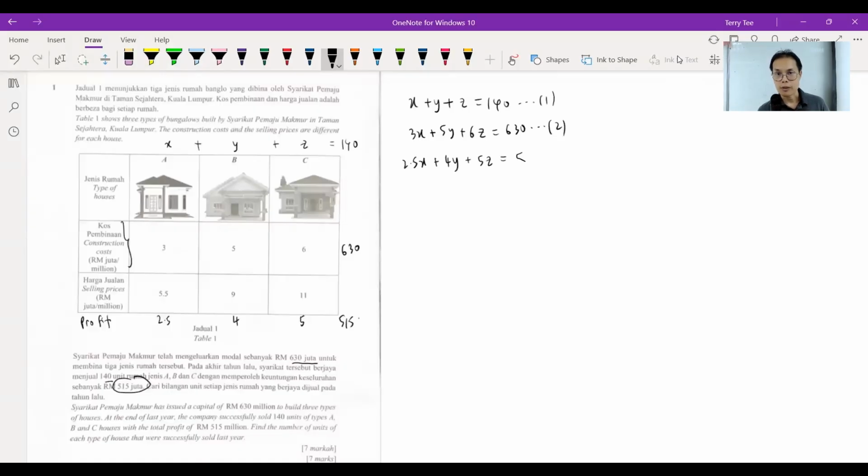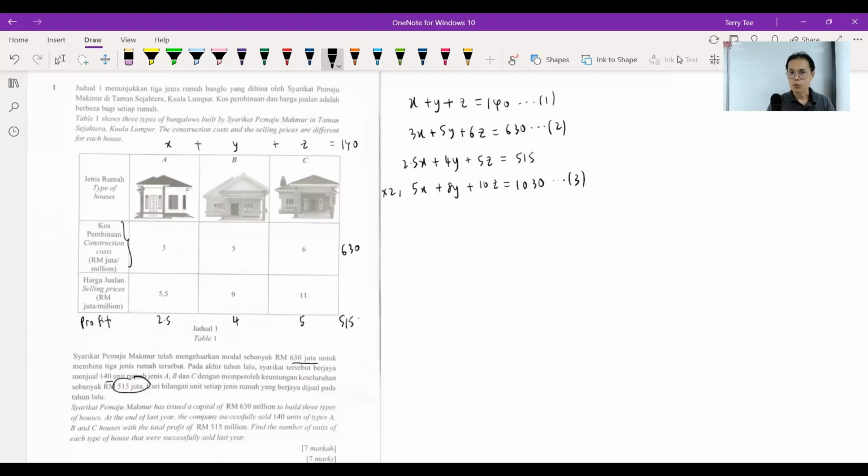The result is 515. Now, normally we want to avoid fraction, or decimal. If you have 2.5, I think we just multiply by 2, make it a whole number or integer: 5x, 8y, and 10z. This will be 1030. Yeah, multiply by 2, equation number 3.